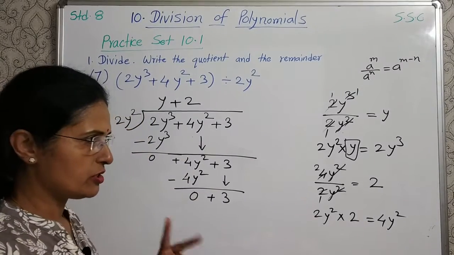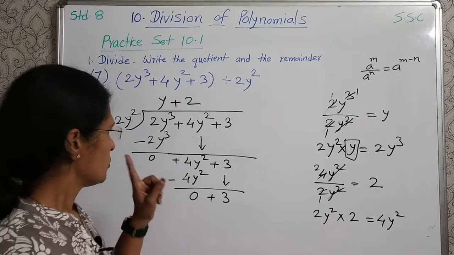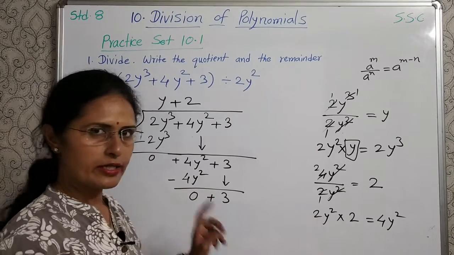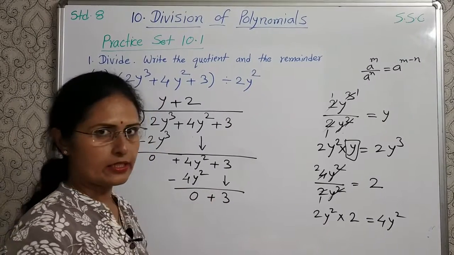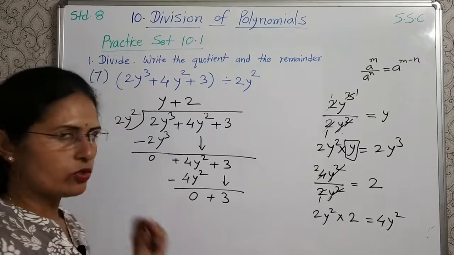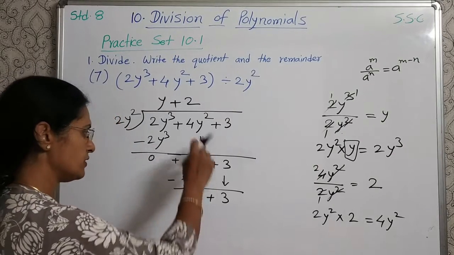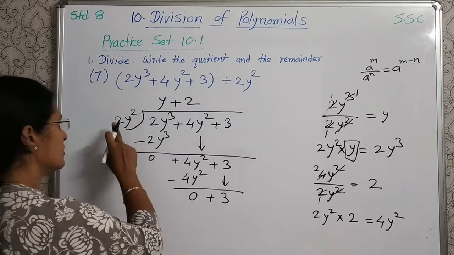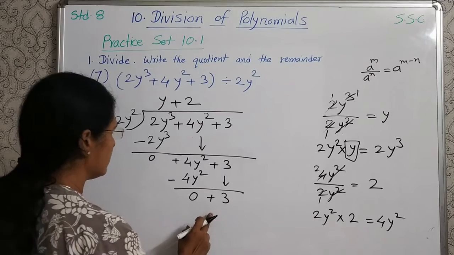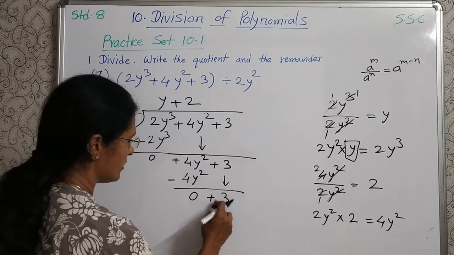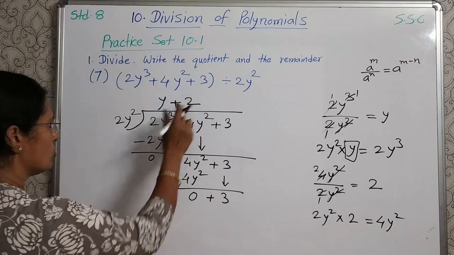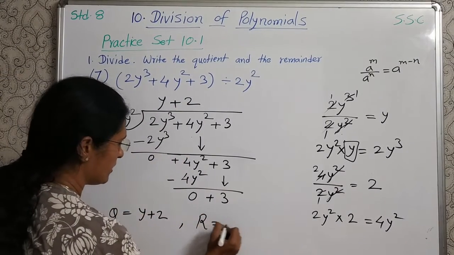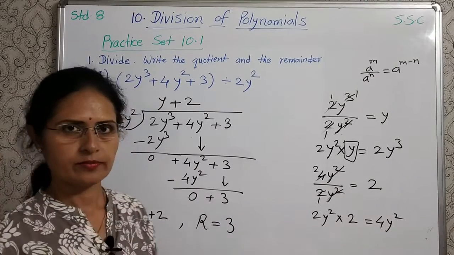So there are two conditions when the division ends. First is when you get the remainder 0, and the second is when you get a remainder whose degree is less than the degree of the divisor. That time also the division ends. So here the degree is less than the degree of the divisor and therefore the division ends here and this is the remainder. Now the quotient is y plus 2 and the remainder is 3.